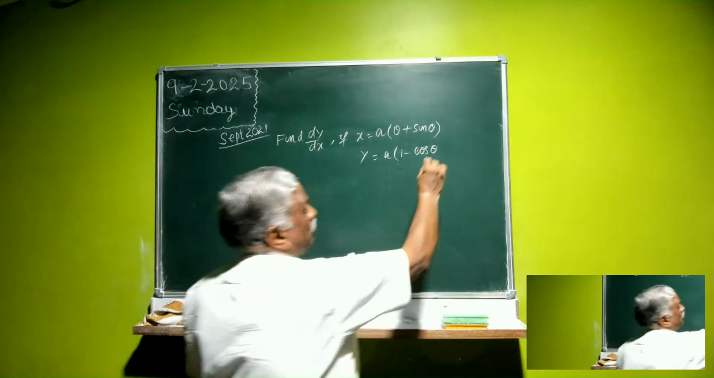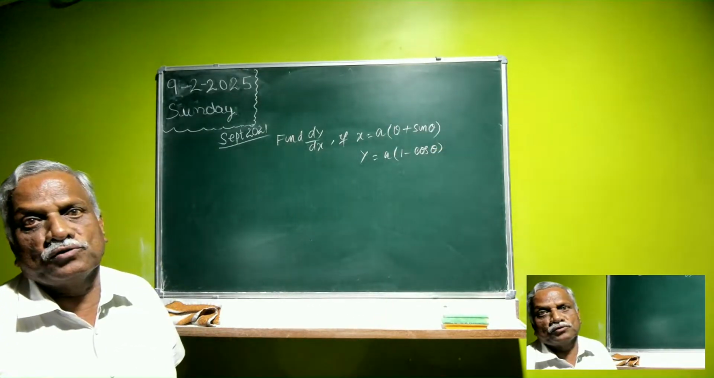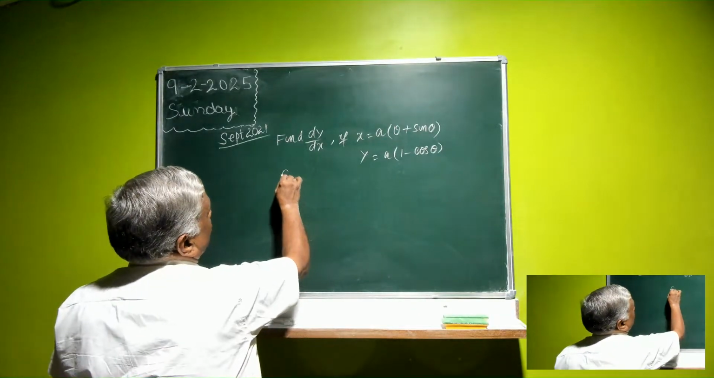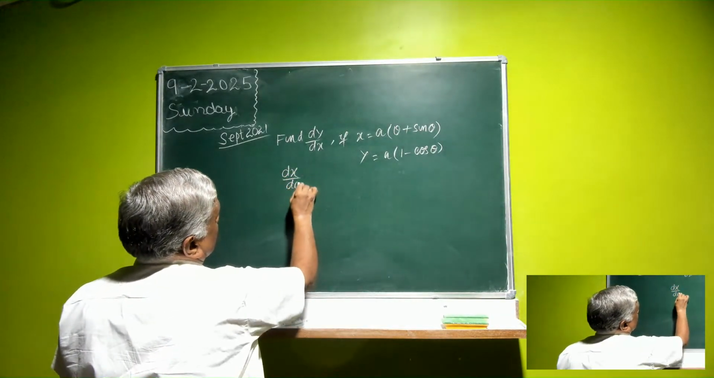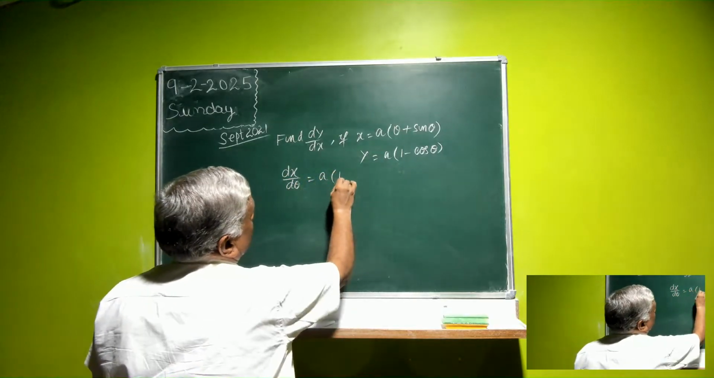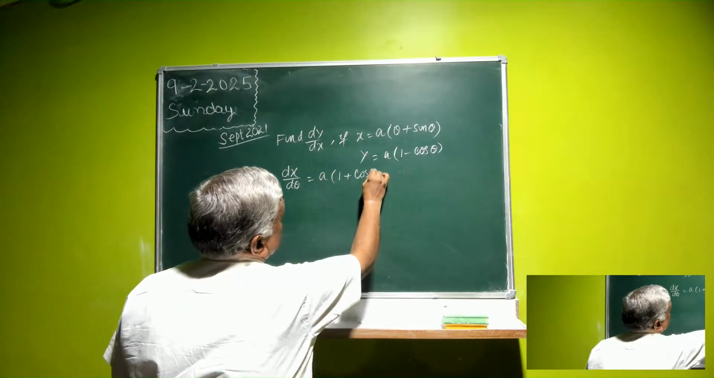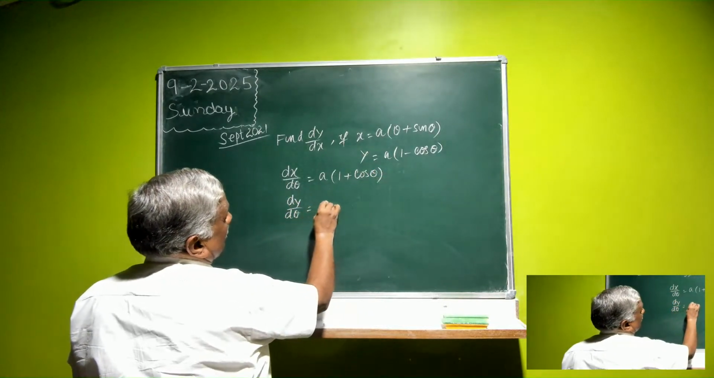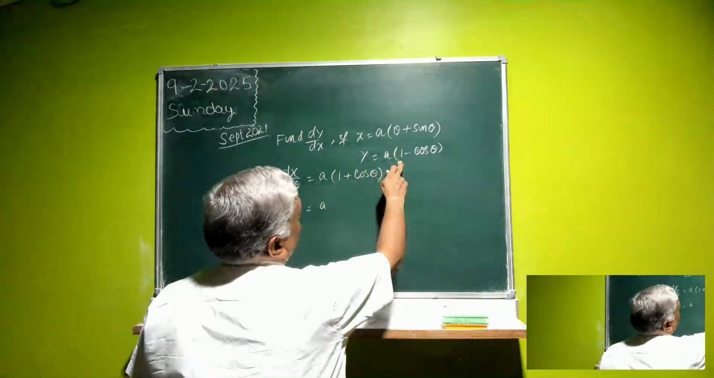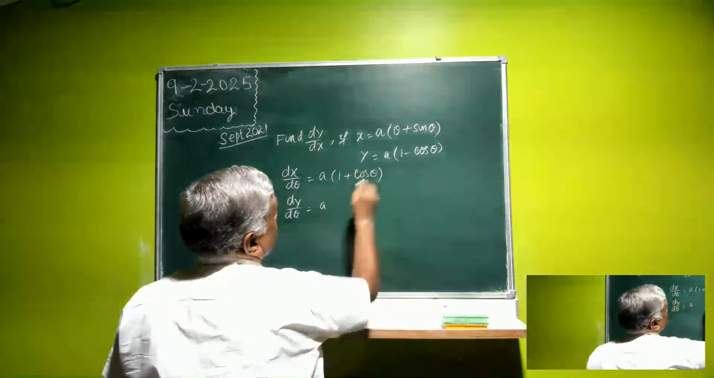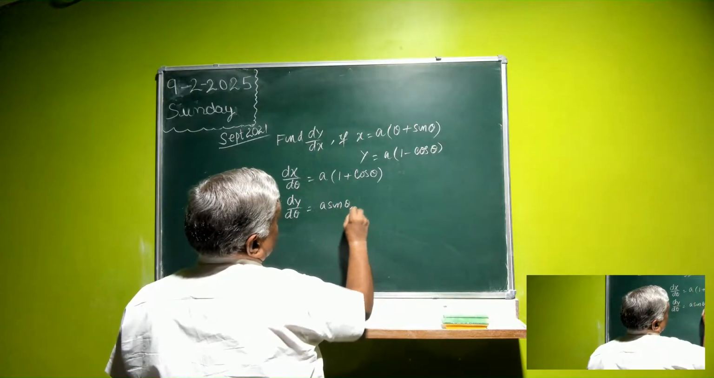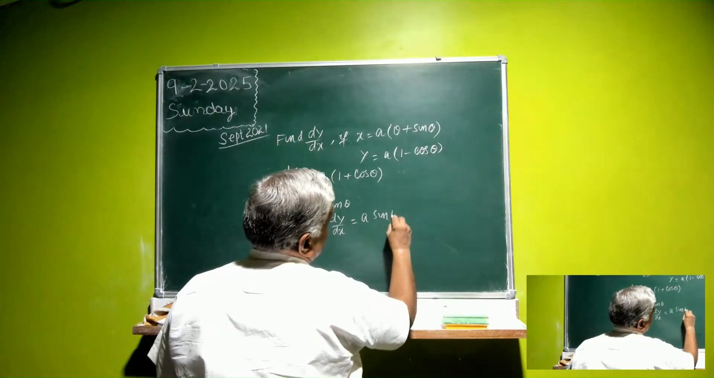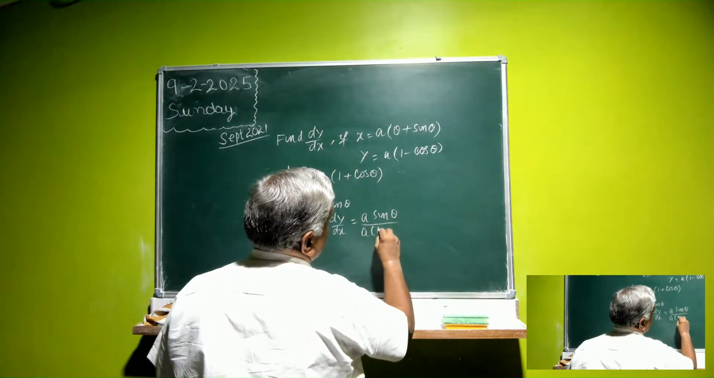So though I have worked this problem yesterday, I am going to work it again for the sake of those who joined today. First find dx by d theta. A is a constant, theta is 1, sin theta is cos theta. dy by d theta: A is a constant. One differentiation is 0, cos theta is minus sin theta, minus cos theta is plus sin theta. So dy by dx is equal to a sin theta over a into 1 plus cos theta.